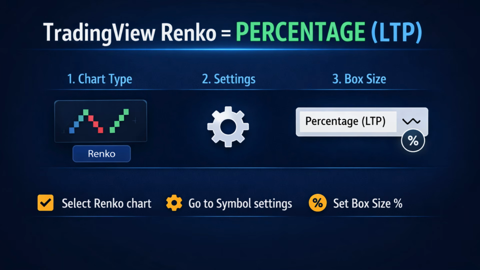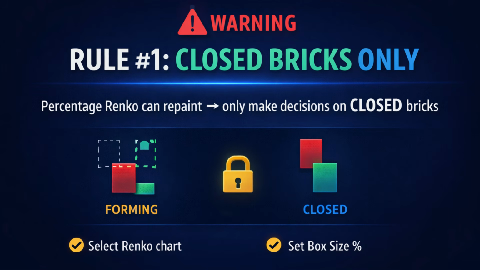I'm using TradingView's percentage box size mode. So the box size automatically scales with the instrument price. That makes the system portable across different markets. This is important. Percentage-based Renko can repaint. So my rule is non-negotiable. I only make decisions on closed Renko bricks. If a brick is still forming, I ignore it.